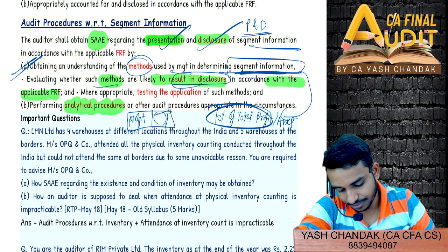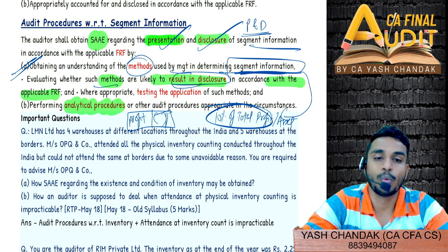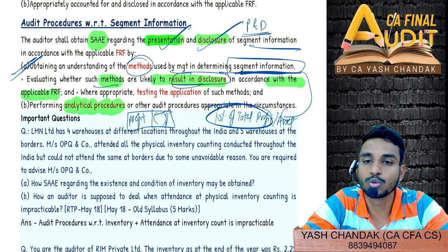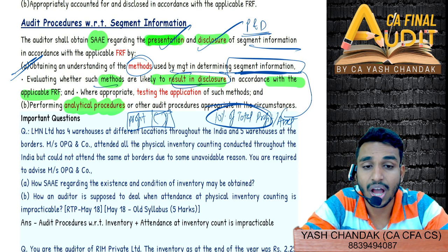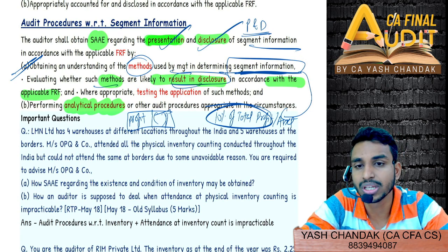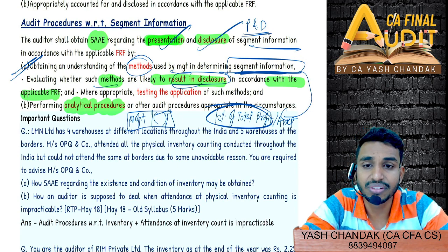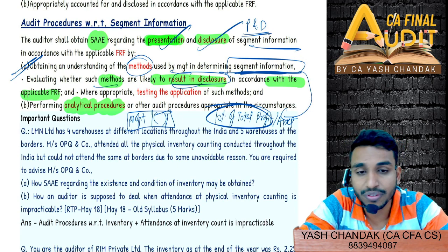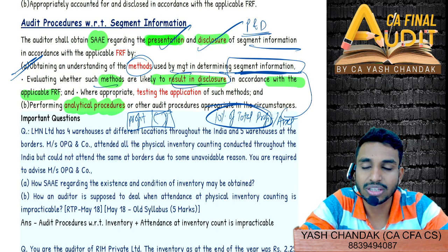SA 520 we will do tomorrow. So you have to consider what analytical procedure you can perform. You can obtain segment information related details, or evaluate how they are actually doing the segment reporting, and also consider whether the method will result in the kind of disclosure that the auditor seeks, that the entity seeks, and that Ind AS wants.